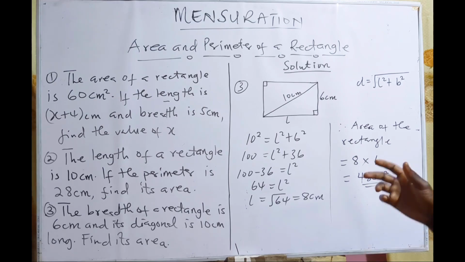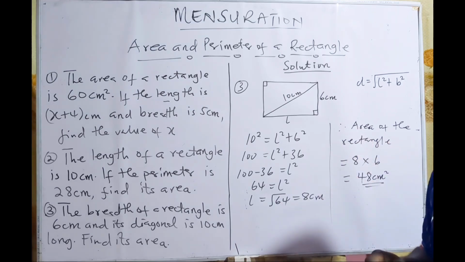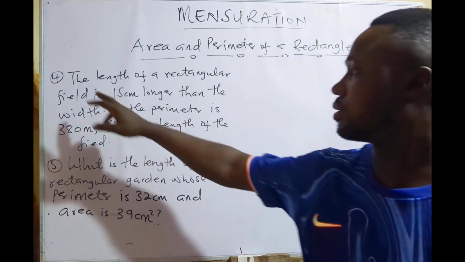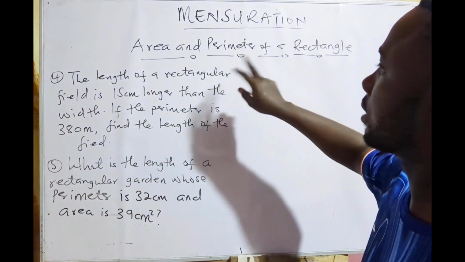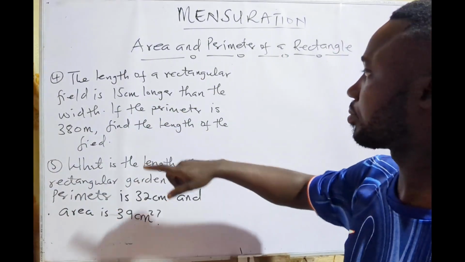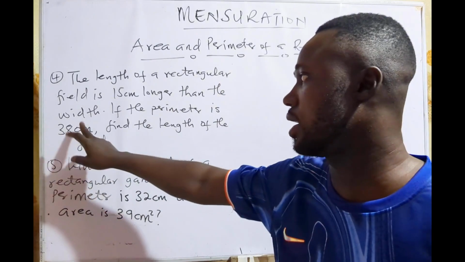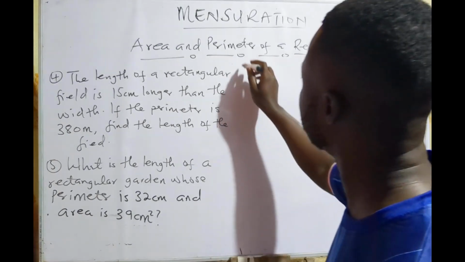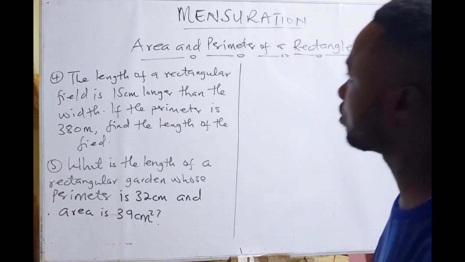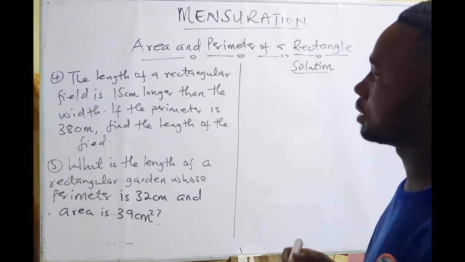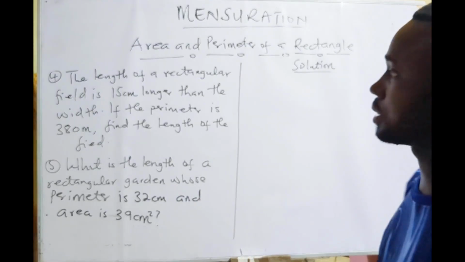Okay, let's look at the last 2 questions on this. Is that okay? Alright. Okay, let's look at these 2 questions also. So, the length of a rectangular field is 15 meters longer than the width. If the perimeter is 380 meters, find the length of the field. Okay. So the length of a rectangular field is 15 longer than the width.